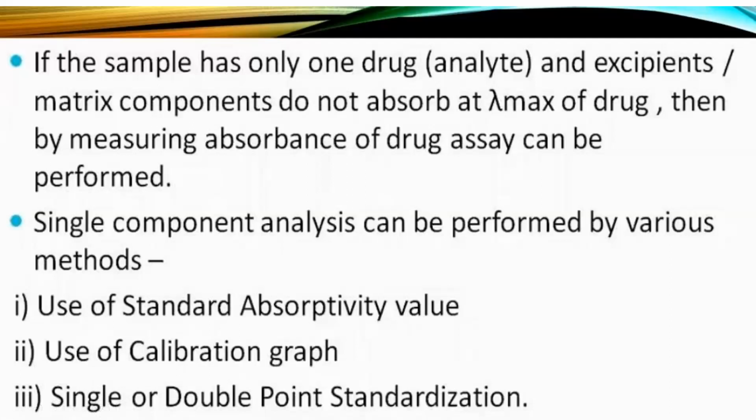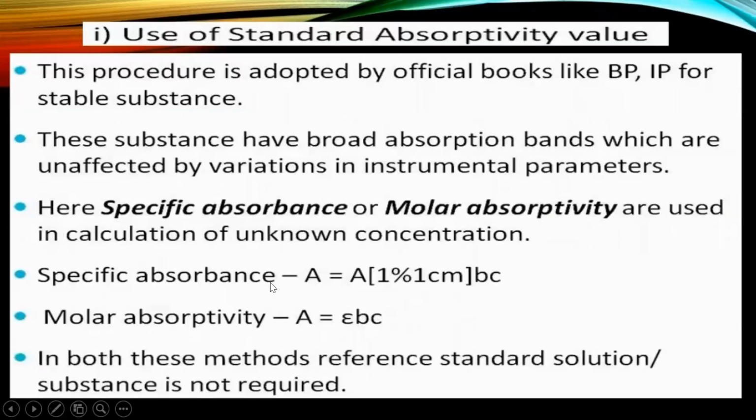There is single component analysis and multi-component analysis. Single component analysis can be performed by three methods: use of standard absorptivity value, use of calibration graph, and single or double point standardization. The first method is use of standard absorptivity value. Here Beer-Lambert's law is utilized. According to Beer-Lambert's law, A is equal to A 1% 1 centimeter, which is the specific absorptivity, times B, times C.